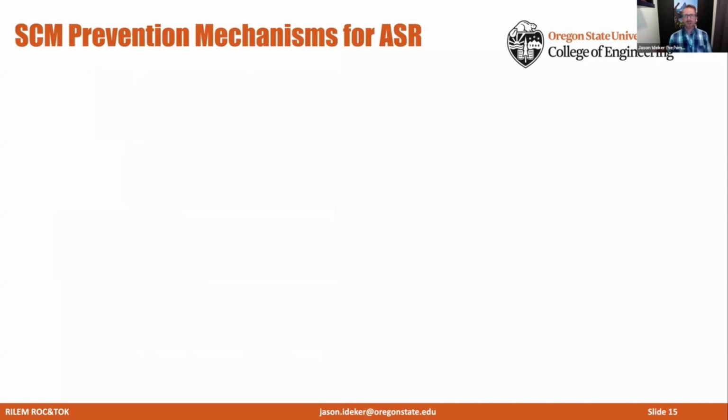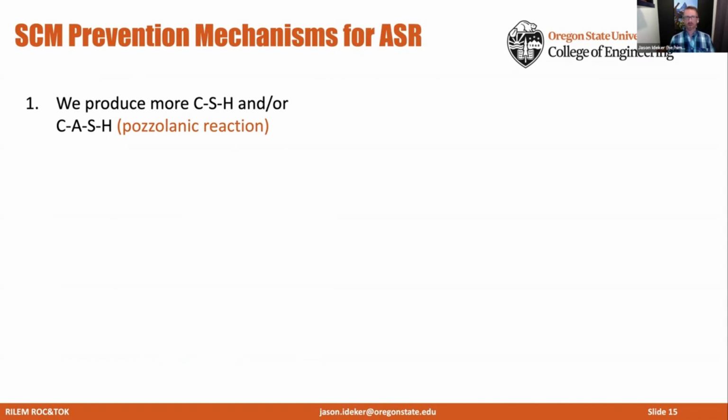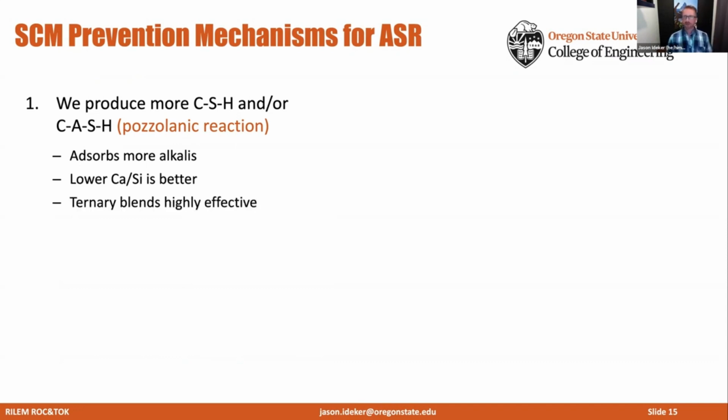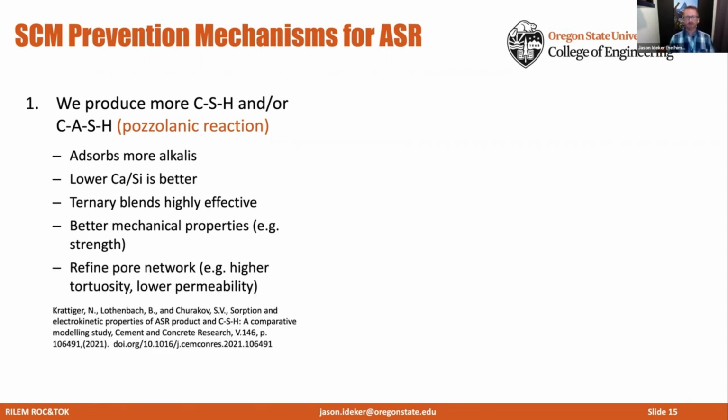So how do SCMs actually prevent ASR? One of the main things that they do is that we produce more C-S-H and/or more C-A-S-H once we have SCMs present. We know that those can absorb more alkalis from the system, and having a lower calcium to silica ratio is better. We also know that ternary blends tend to be the most effective at preventing the alkali silica reaction. We also get better mechanical properties, so we might have a bit more resistance to those expansive forces coming along from ASR, and we refine the pore network, right? So we make it more difficult for aggressive agents or for water to come in.